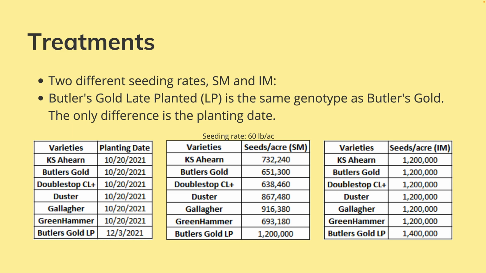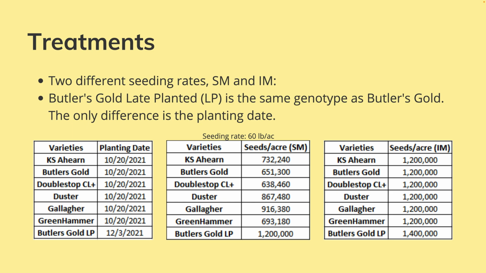Here you have for standard management the varieties and their amount of seeds per acre. Remember that here we have 60 pounds of seed per acre, but then, as I said, the number of seeds per acre will differ because of the different seed sizes for each variety. And you can see how Gallagher here has more than 900,000 seeds per acre, and it is the variety closest to the amount of seeds per acre that it has in intensive management, which has 1.2 million seeds per acre, as we can see here. And Butler's Gold Late Planted was the only variety here for standard management that had 1.2 million seeds per acre.